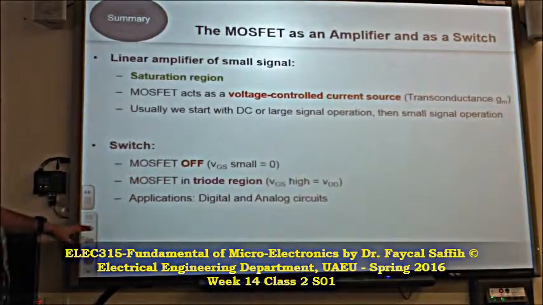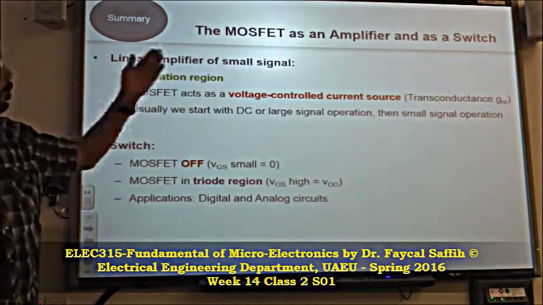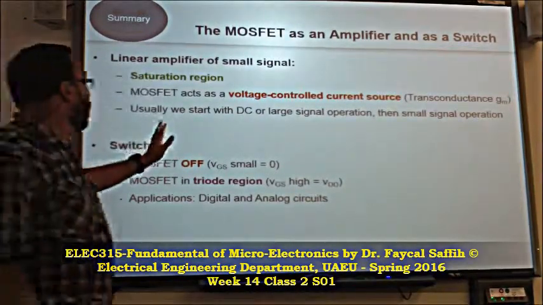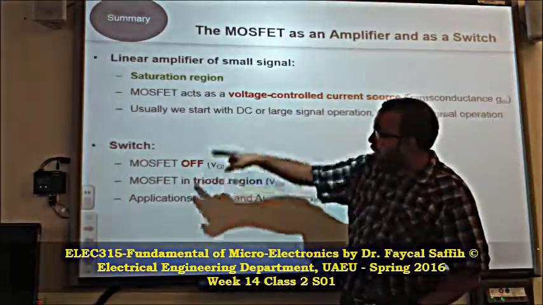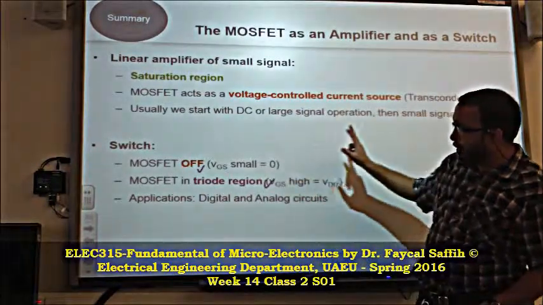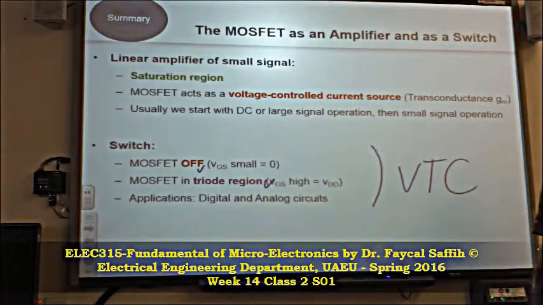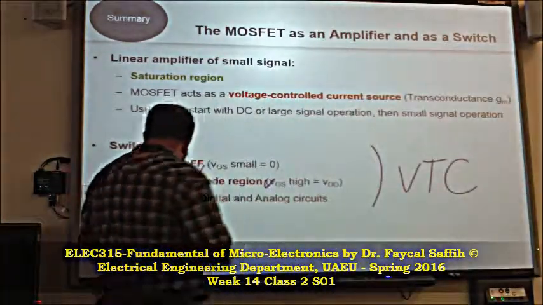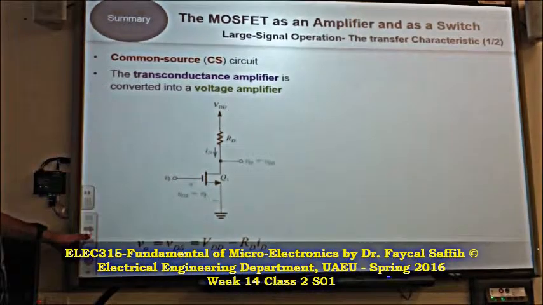That's it, and this concludes chapter 5. The final thing about the MOSFET as an amplifier is its use as a switch. We already talked about that. For the switch, we use the MOSFET when it is off or when it is in triode. We studied that during the study of the VTC, the voltage transfer curve, and in that case, you can use it as digital logic. That's it. As an amplifier, we studied that.